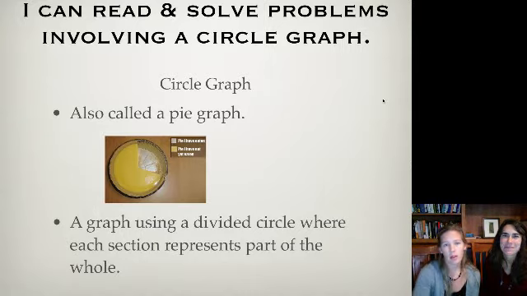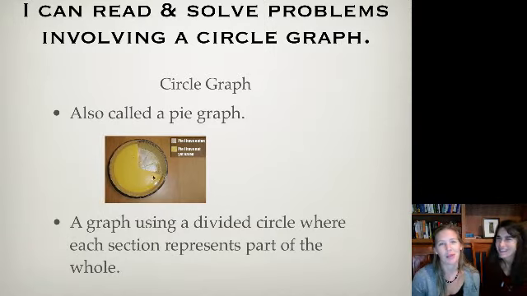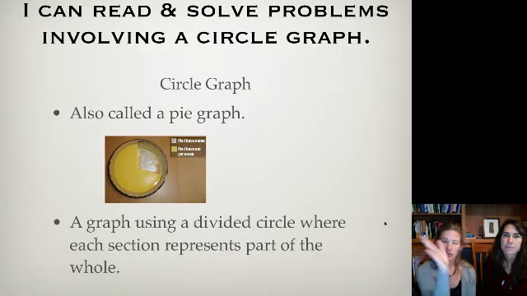So a circle graph, you might also hear it referred to as a pie graph. So I have my cute little picture: pie I've eaten and pie I have not eaten. It's just something to help you remember that it goes in a circle. A circle graph really is a graph that is a divided up circle where each section represents a part of the whole. So the whole circle and then little pieces of it, little pieces of the pie.